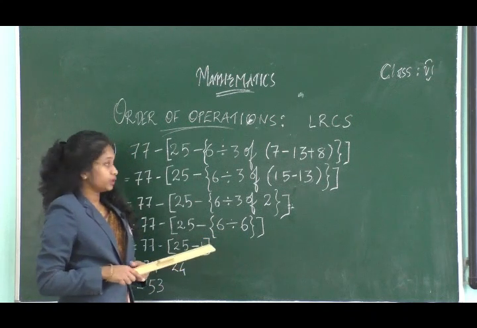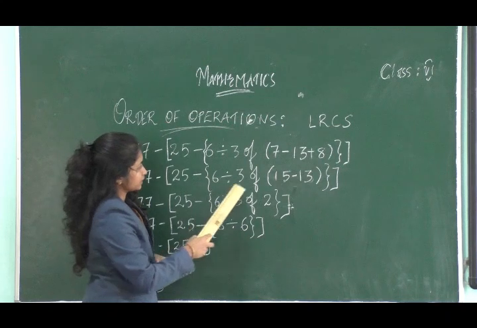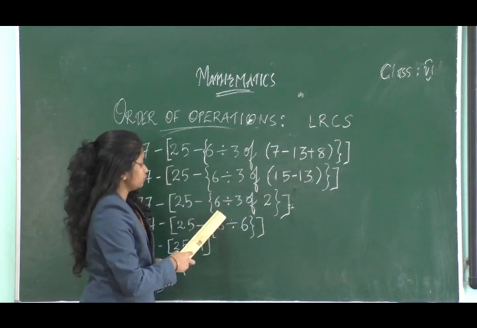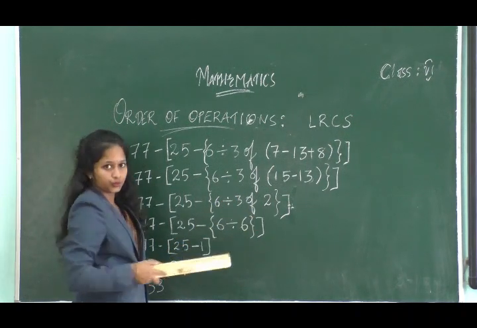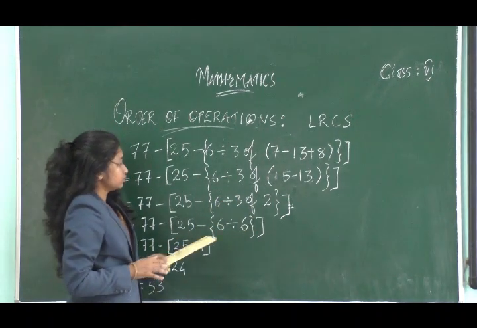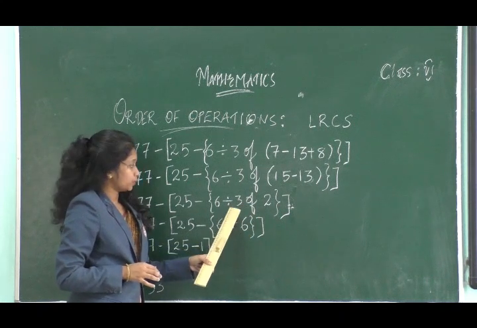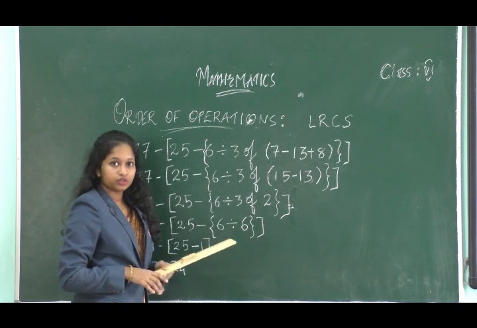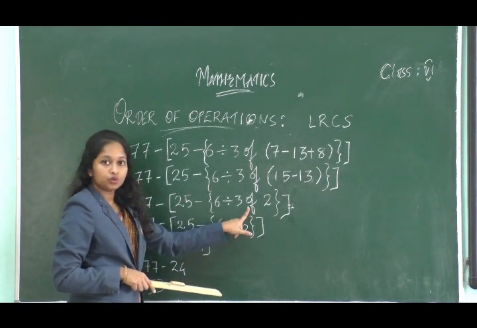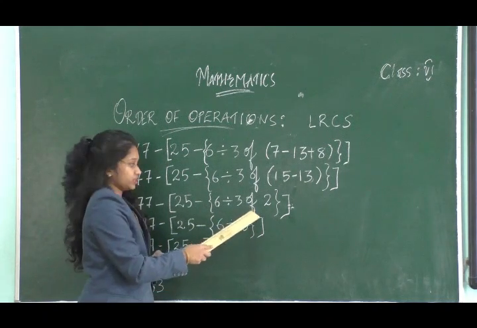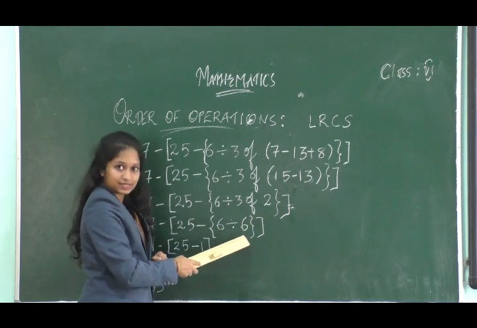Next, let us go with curly. So what is inside the curly bracket? We have 6 divided by 3 of 2. Now in the curly bracket there is a division operation and "of". According to BODMAS, "of" must come first. So go with "of". What is 3 of 2? 3 into 2, that is 6.